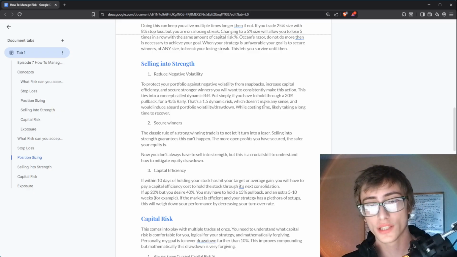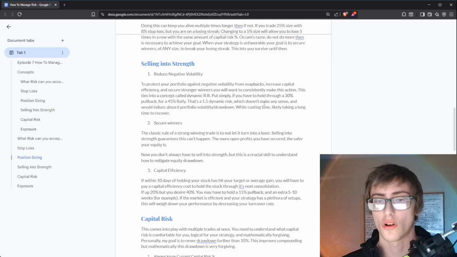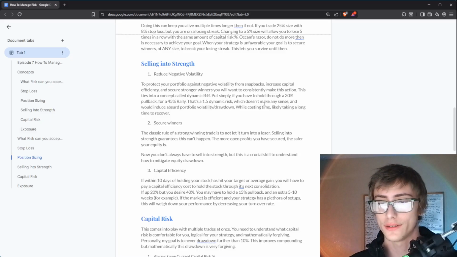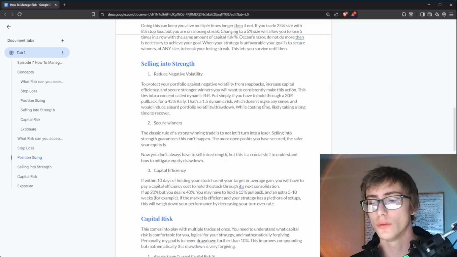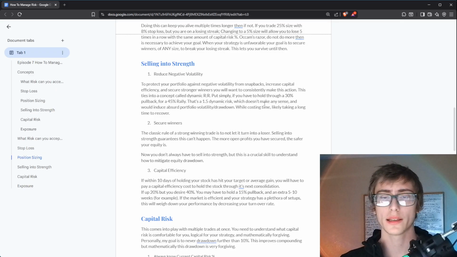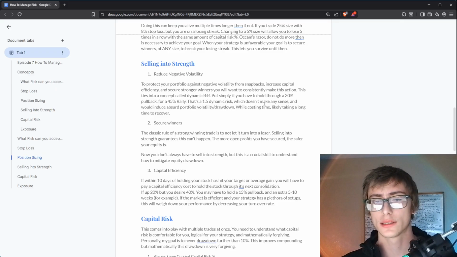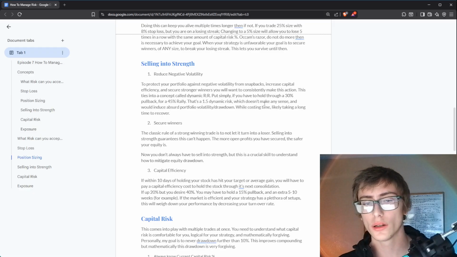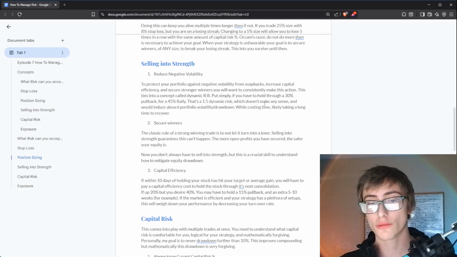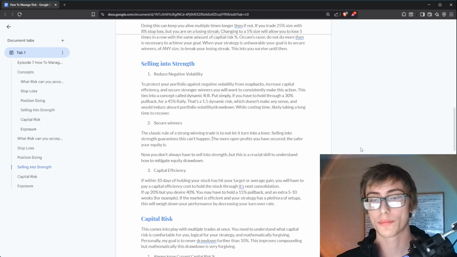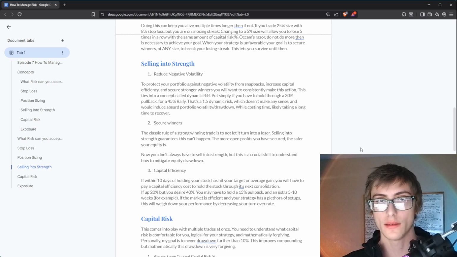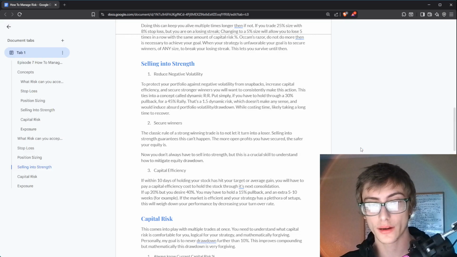So that's opportunity cost on your exposure. Point number two of selling into strength is to secure winners. The classic rule of a strong winning trade is to not let it turn into a loser, right? That's why you take partial profits. That's why you move your stop loss to break even, et cetera. So selling into strength guarantees this can't happen. The more open profits you have secured, the safer your equity is, right?